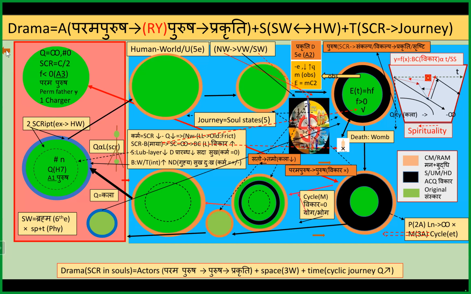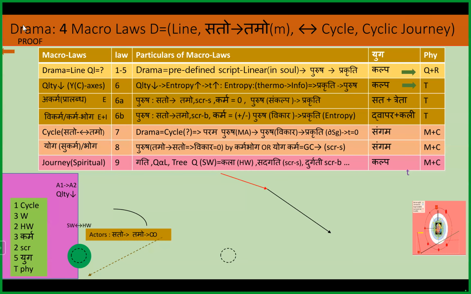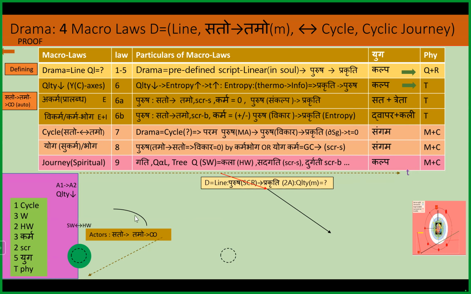And there is a proof, if somebody wants, that there are four macro laws. So we will see those macro laws. Quantum physics defines the drama, it predefines the script, and that controls the Purush and that controls the Prakriti. So this is the time axis, and this is the equation which can be proved by quantum physics.